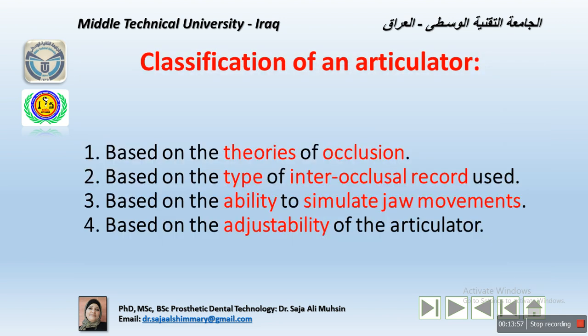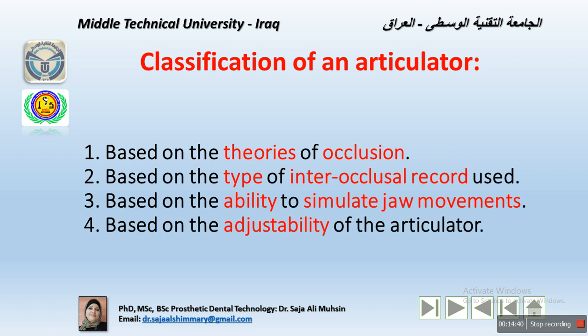in terms of checking. Okay, now we are coming to the classification of articulators. Generally, several classifications of articulators were proposed. The most popular methods of classifying articulators are, first, based on the theories of occlusion, and this depends on the theoretical way, whether in occlusion, in contact, or free way, in rest, or whatever. Second, based on the type of interocclusal record used. That means this depends on the practitioner or the dentist.